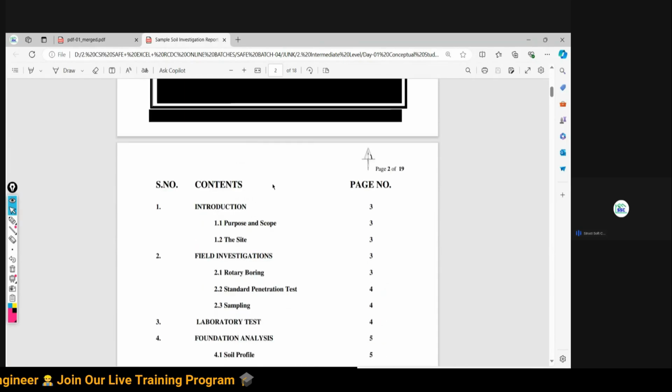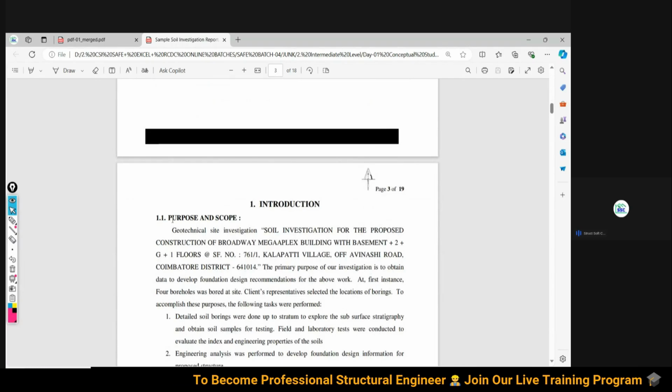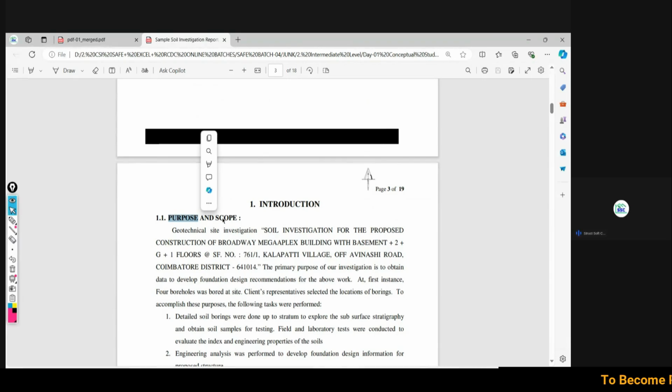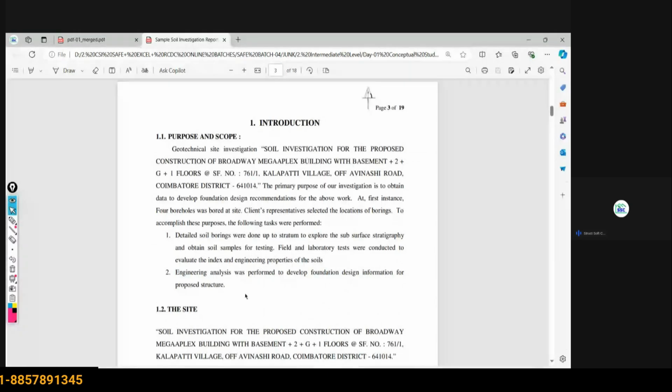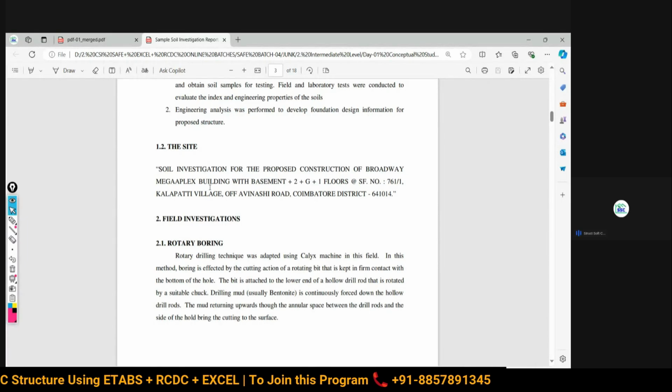Then the index will be there, the content index. Thereafter the introduction, as I told you; the introduction part will have the purpose and scope. Purpose means your aim, and the scope is what you are going to do; all of that is written there. Okay, you can read it out. And then the site location, how many floors the building has, and what type of building it is will also be written.